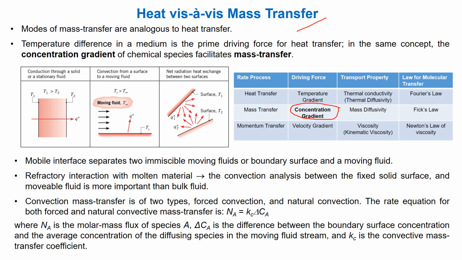In the case of refractory research, the convection analysis between the fixed solid surface and movable fluid is more important than bulk fluid, while refractory interaction is with molten material like steel and slag. The molar mass flux of species depends on the difference between the boundary surface concentration and the average concentration of the diffusing species in the moving fluid stream. The table gives competitive fundamental aspects of heat, mass and momentum transfer.